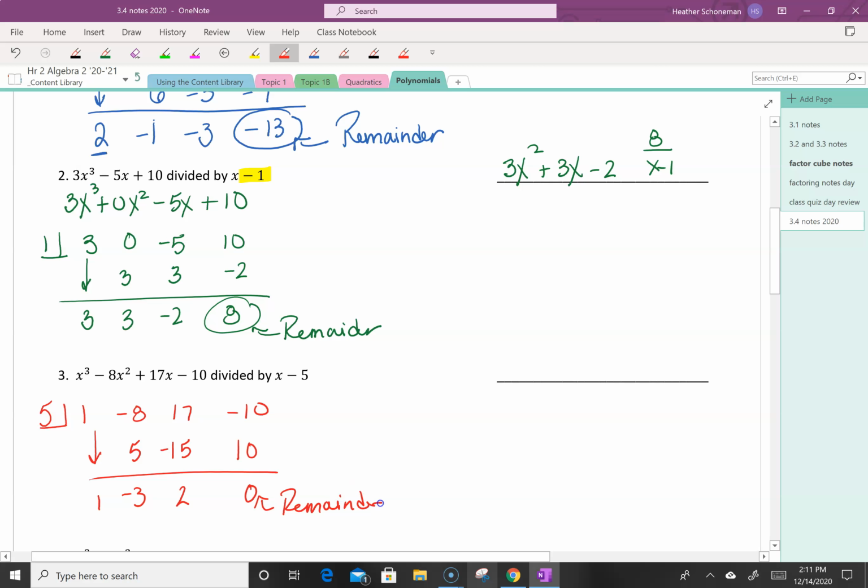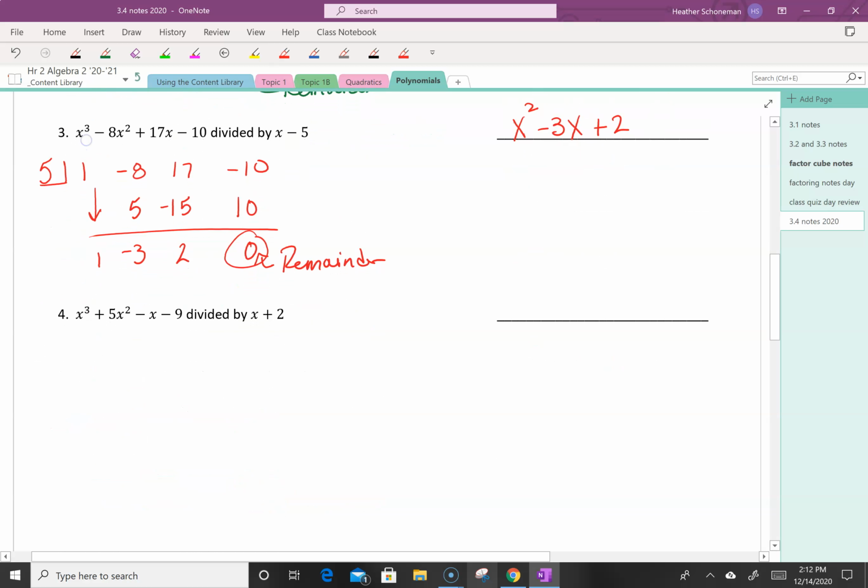So now when I write this, it starts as x cubed, so this is 1x squared, or just x squared, minus 3x plus 2. When the remainder is 0, you could write 0 over x minus 5, but 0 over anything is just 0. When there's no remainder, you don't have to put any fraction at the end.